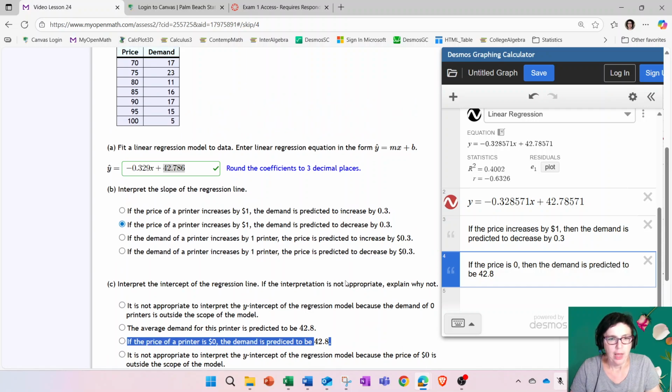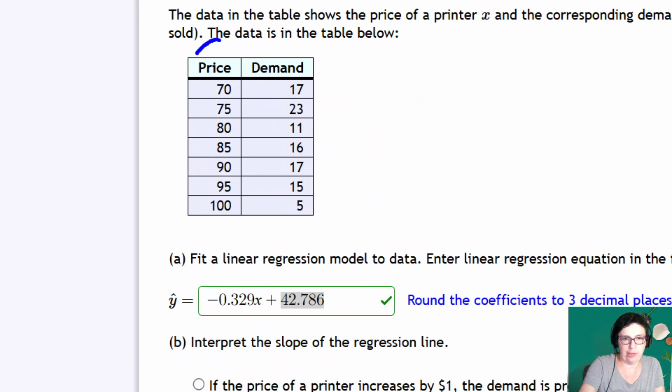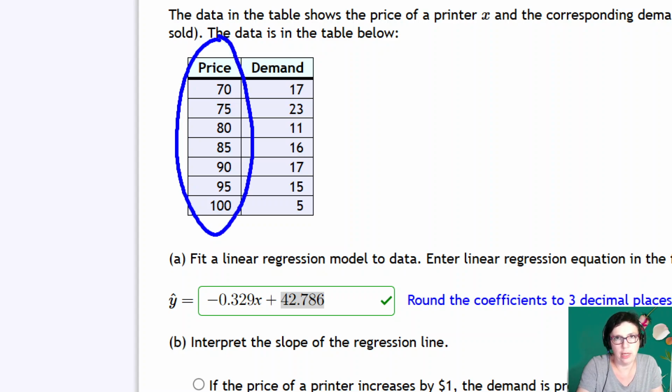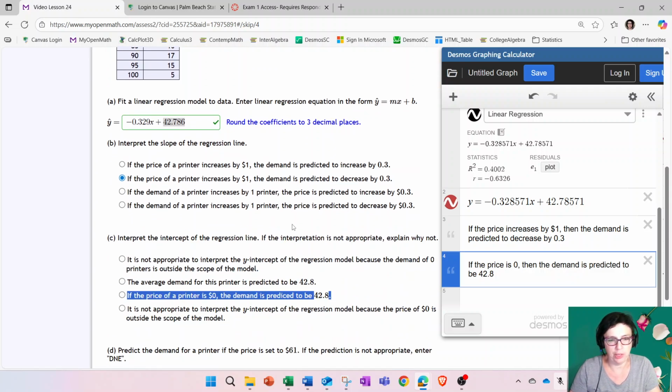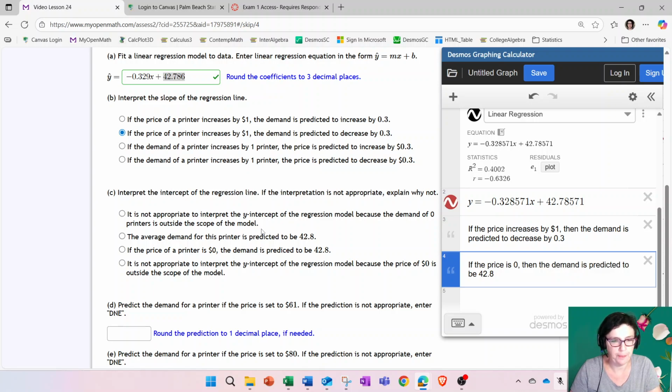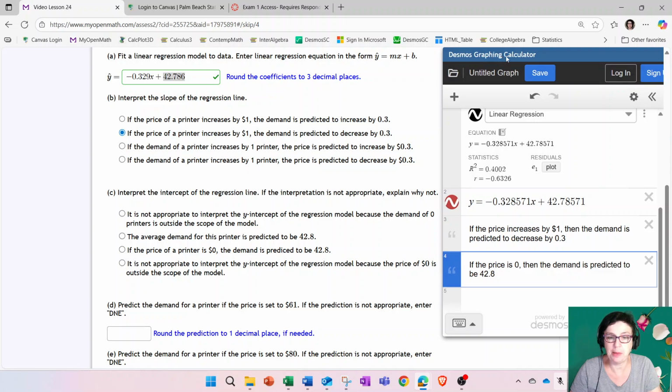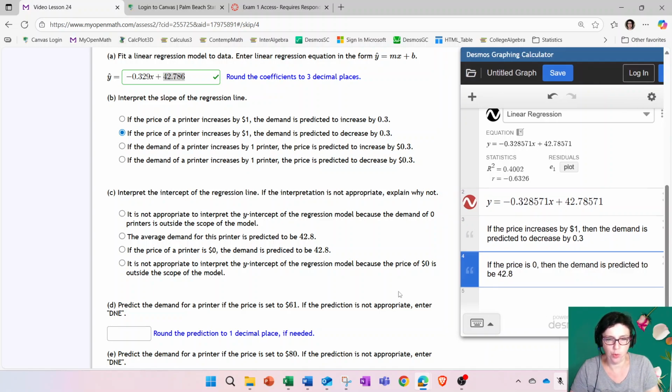Why is this wrong? Because when you look at the price, you need to ask yourself, when you're saying if the price is 0, does that include any of the prices that you see here? Do you see a price of 0? Well, first of all, nobody's going to sell you a printer for $0. Right? So that's not going to happen. But also the range here of X values is from 70 to 100. They do not include 0. So price of 0 is outside the scope of the model. Interpretation of the intercept is not appropriate. So we should say interpretation is not appropriate because the price of 0 is outside the scope of the model.